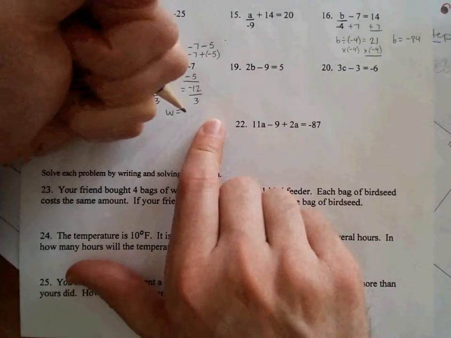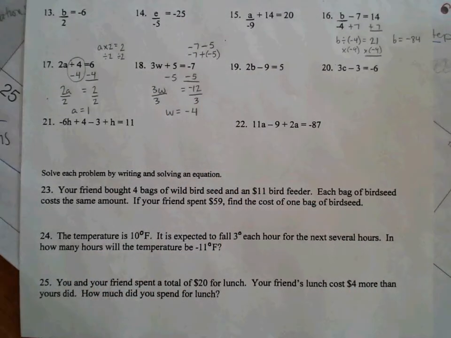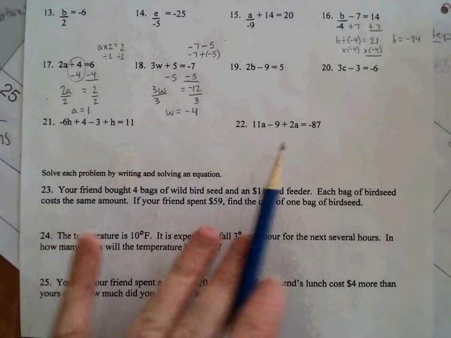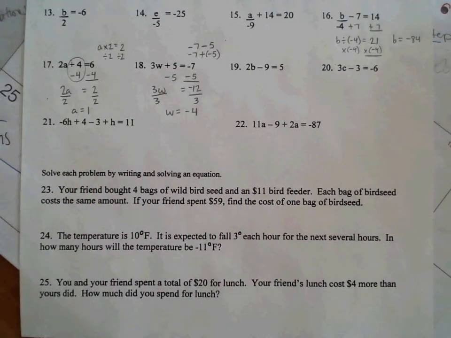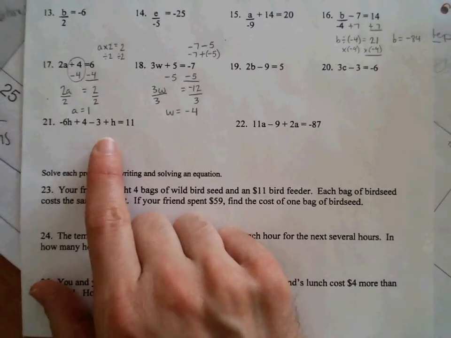And here you get negative 12 divided by 3, which is negative 4. So that's a couple examples there of some multi-step problems. You see 21 and 22 have some combining like terms and then go into these multi-step problems. Let's check out one of these. Let's check out 21. So here I'm going to combine like terms before I do any equation steps.